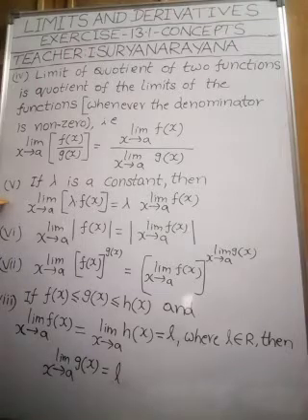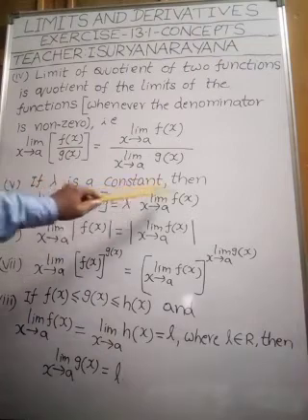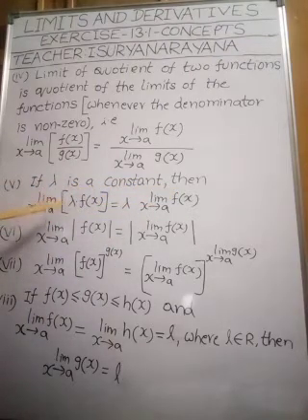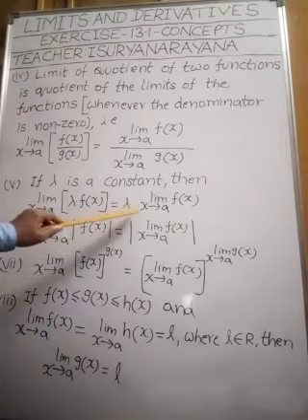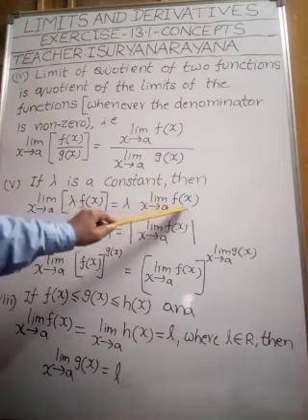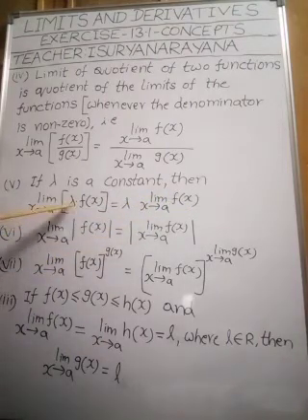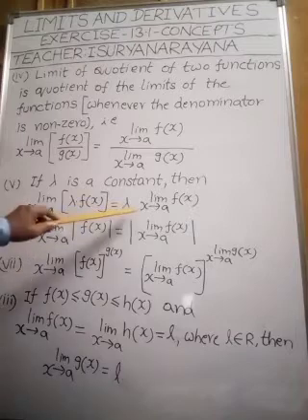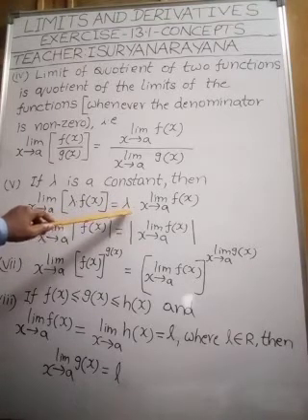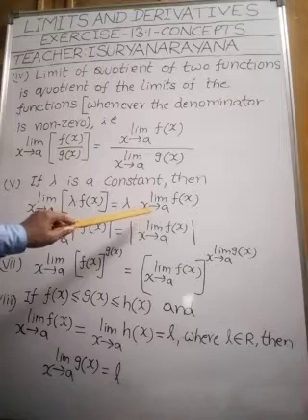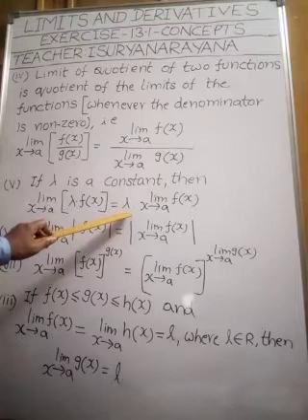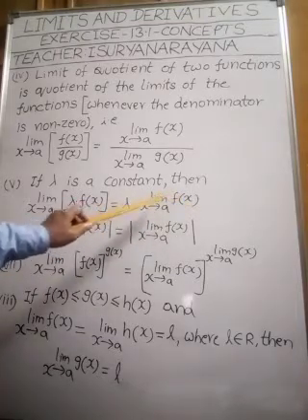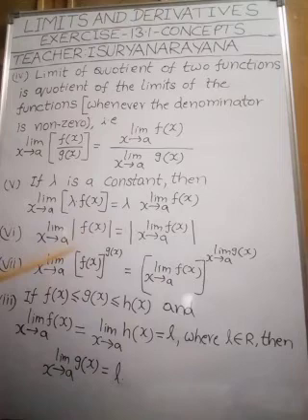Right. Now come to the next point. If lambda is a constant, then limit as x tends to a of lambda into f of x is equal to lambda into limit as x tends to a of f of x. If there is a numerical coefficient, then we can write it outside. It does not affect the limit of that function. That is why we write the numerical coefficient outside, then we find the limit of the remaining part of the function. Understood this point, my dear children?